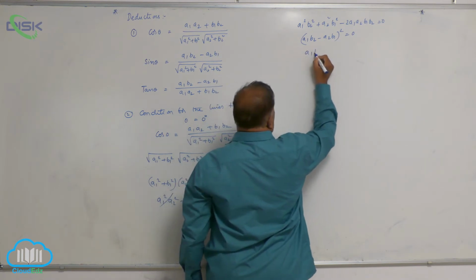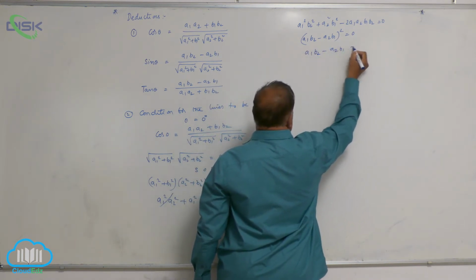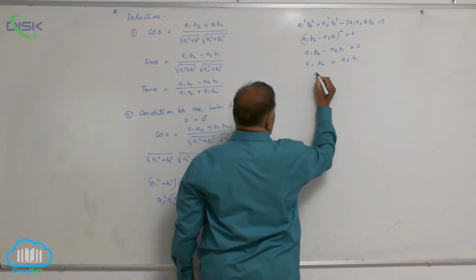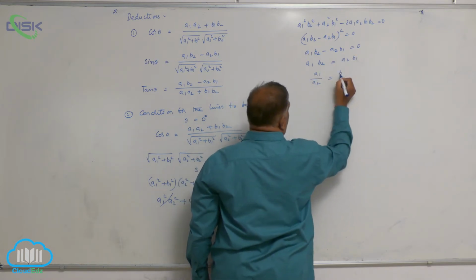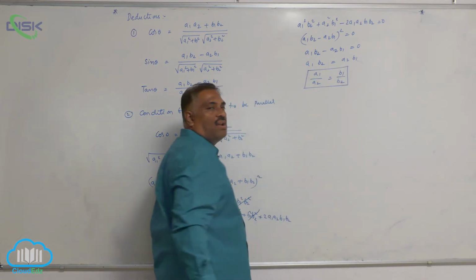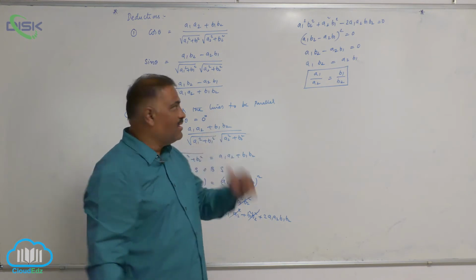That means a1 b2 minus a2 b1 is equal to 0. a1 b2 is equal to a2 b1. That is a1 by a2 is equal to b1 by b2. Now this is the ideal condition for lines to be parallel.